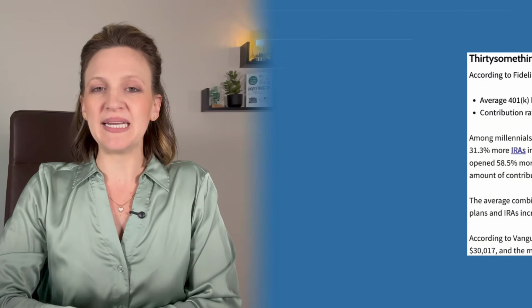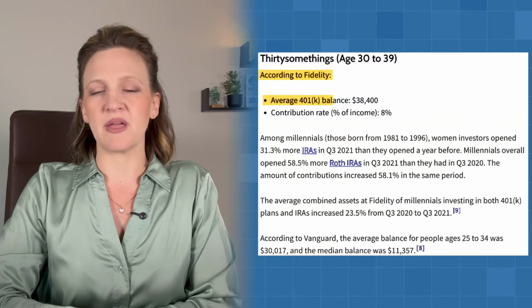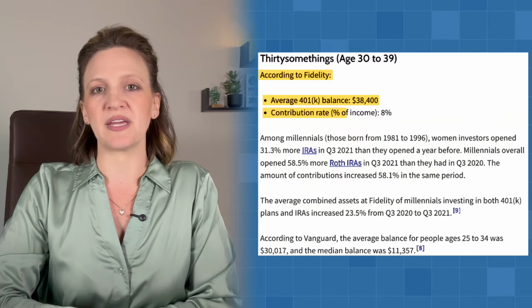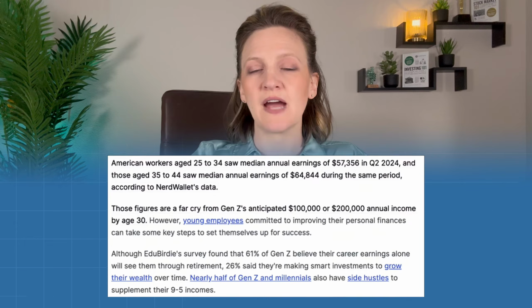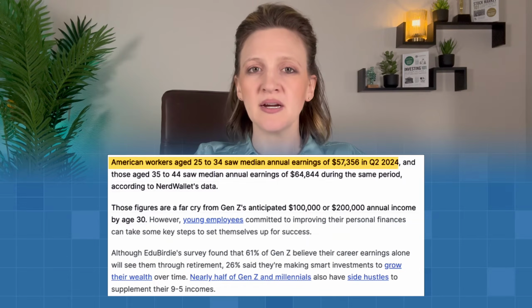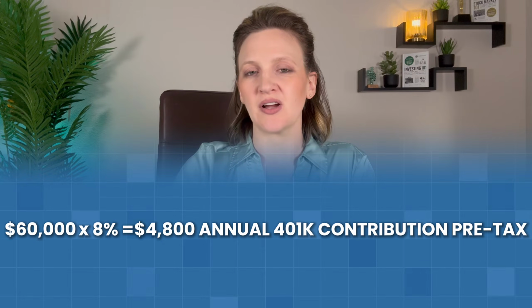According to Investopedia, data from Fidelity says that the average 401k balance for somebody in their mid 30s is roughly $38,400, and they're contributing roughly 8% of their income. And according to entrepreneur.com, the average 35-year-old in America today makes roughly $58,000 a year, but for sake of easy math, we're going to round this up to $60K. So if you take $60,000 a year and times that by 8%, that means the average 35-year-old is contributing roughly $4,800 a year pre-tax into their 401k.